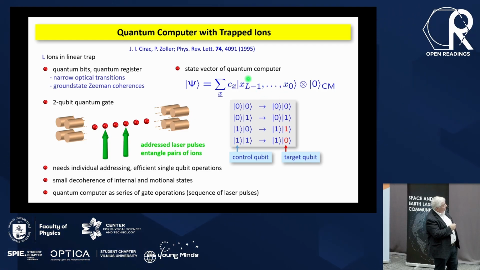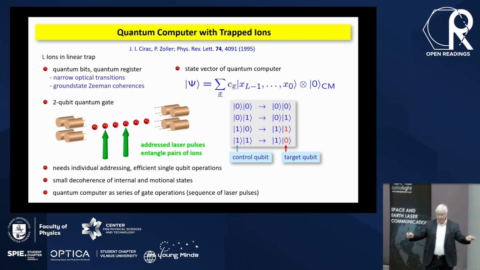That's whether the system is in the ground state or the excited state. These are the amplitudes of the quantum mechanical notation. And we have a direct product here. This is the center of mass motion. And that center of mass motion inside the harmonic oscillator is supposed to be in the ground state.